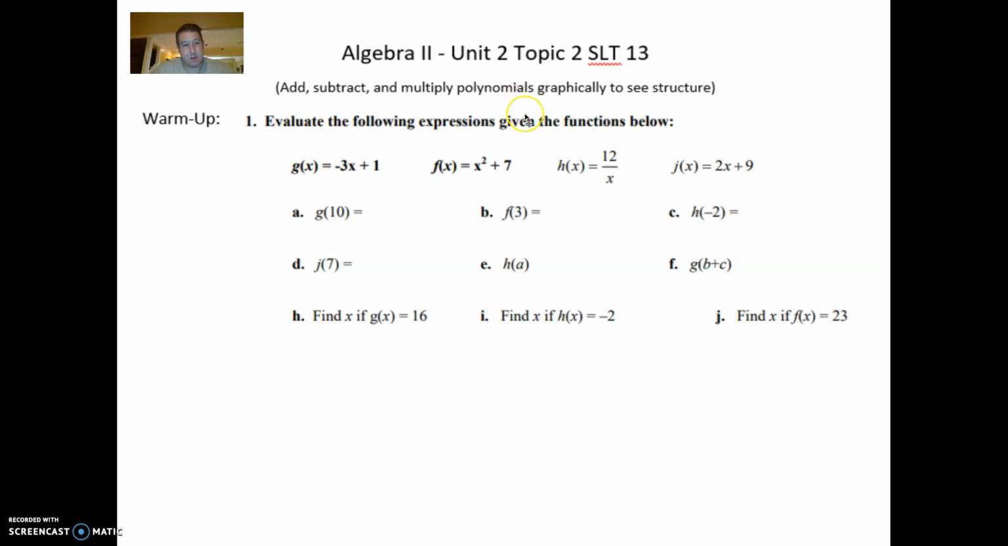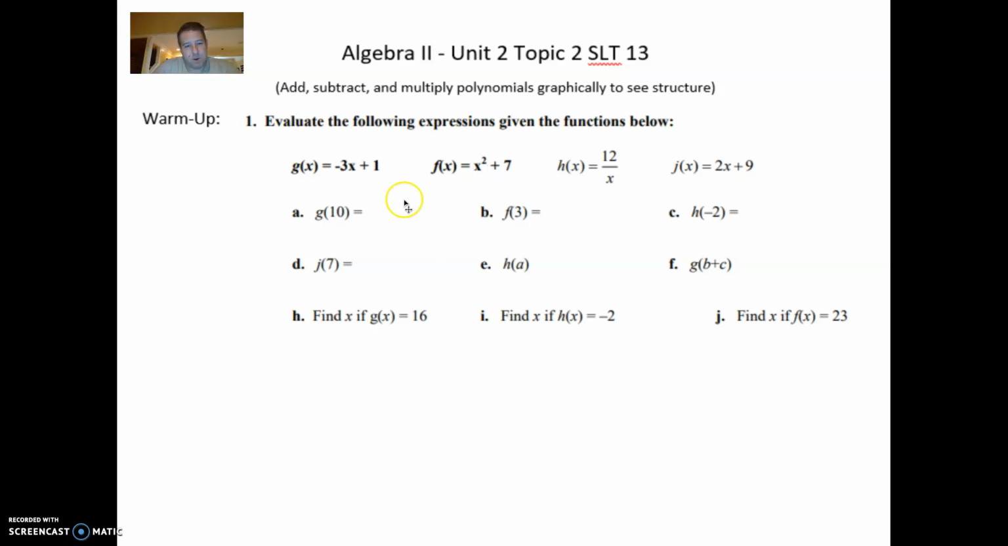This is U2T2SLT13. We're going to be adding, subtracting, and multiplying polynomials graphically to see their structure. This is a skill that you're going to be using over the course of this year, especially when you get to the trig, when we are graphing sine and cosine functions. This is one of the ways we're going to see what the graph looks like by solving it algebraically, not just putting it into a graphing calculator, which I know you can do. The whole idea is to see why it is what it is and not just rely on the graphing calculator to tell you what it is.